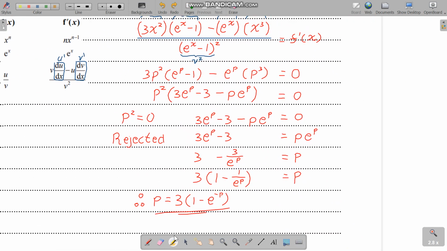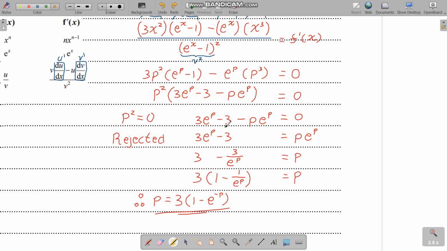So we rearrange. If you look at the goal, this is what we need to get. We have p equals something, so we have to make this equal to the rest of the equation here. Just move this to the right, and then divide both sides by e to the p. On the left they cancel out, leaving only p, and on the right we have 3, and we still have minus 3 over e to the p.